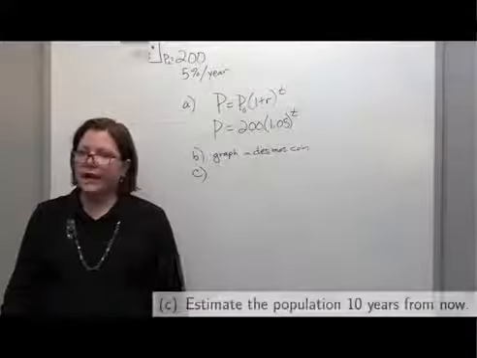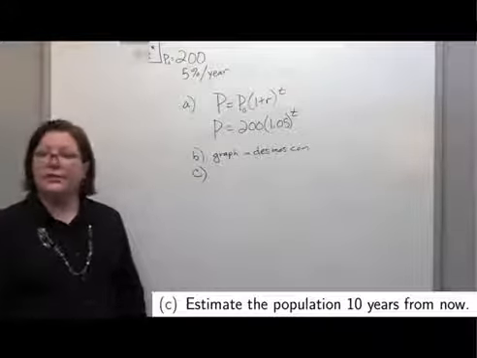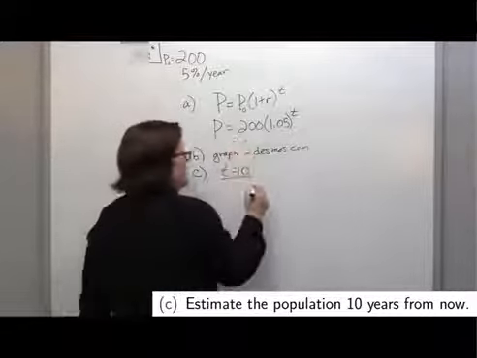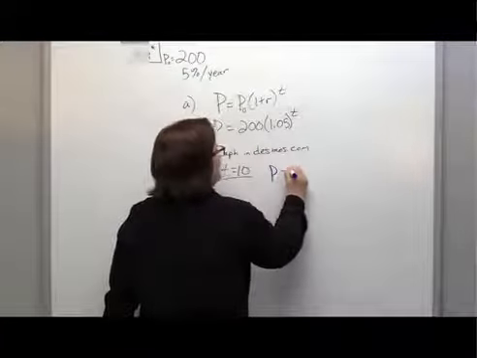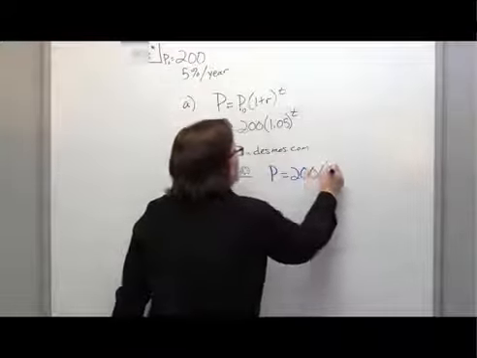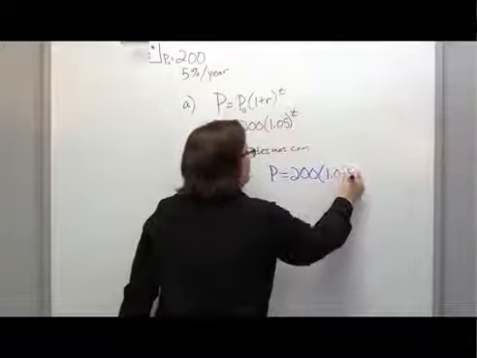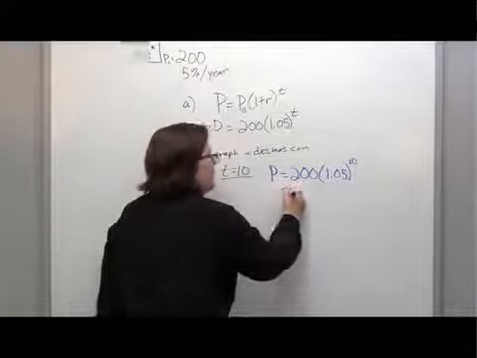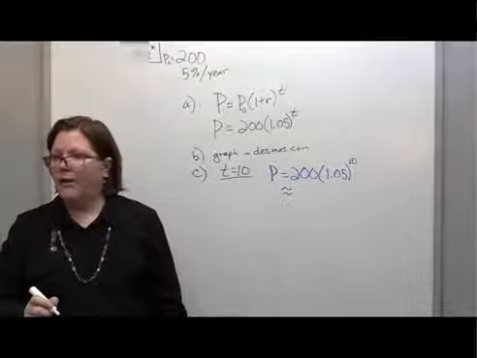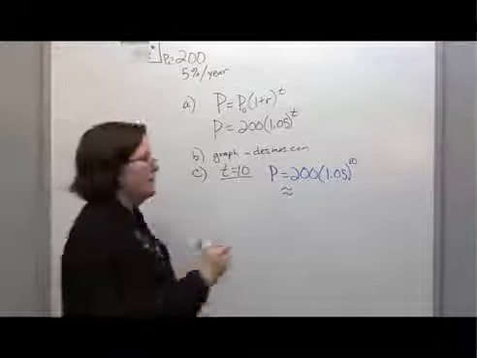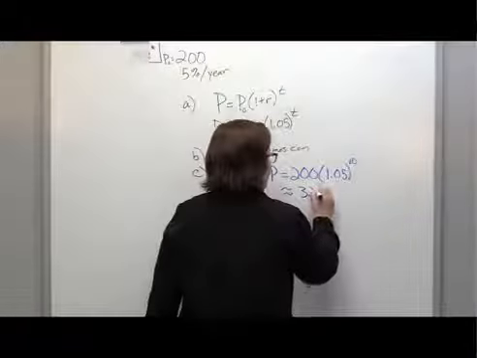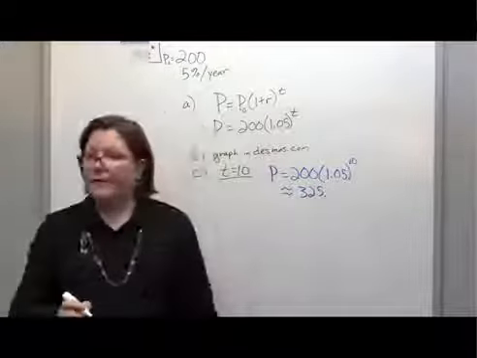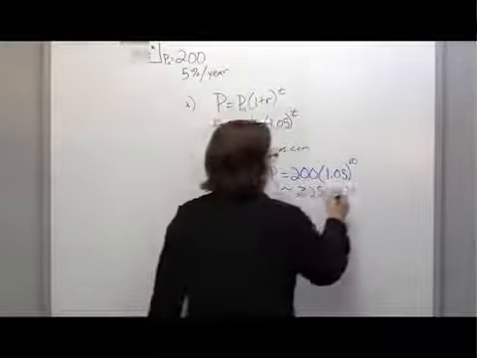In part C, we're asked to estimate the population 10 years from now. When we do this, we're going to get the population is 200 times 1.05 to the 10 power. And when we plug this into our calculator or some other device, we get about 325.7789.